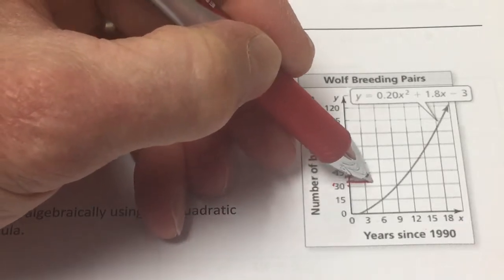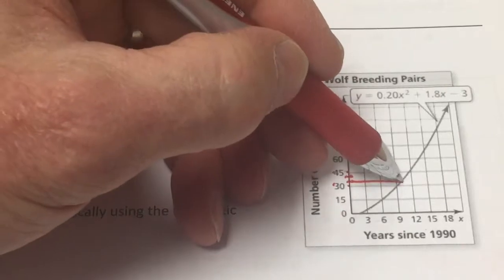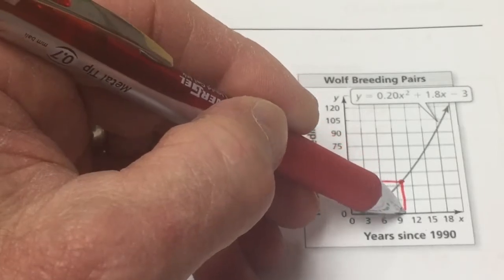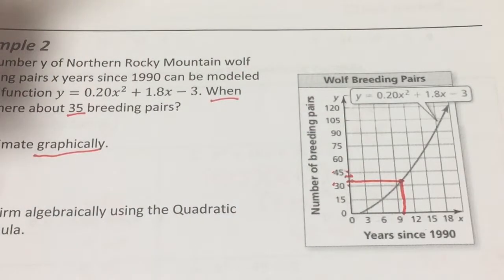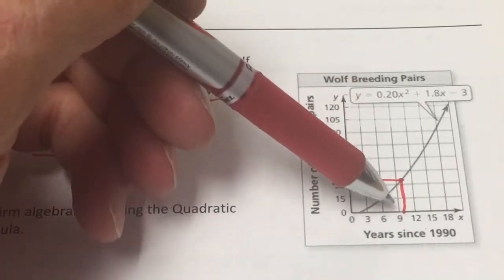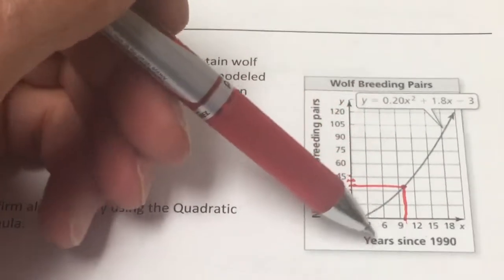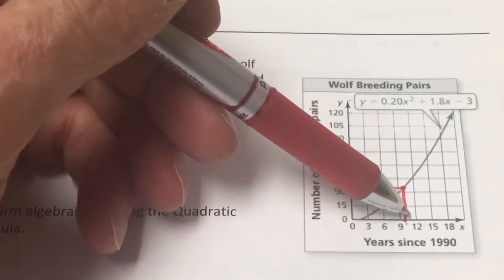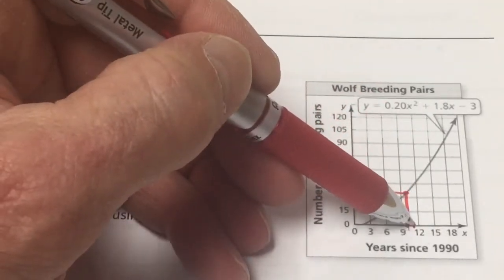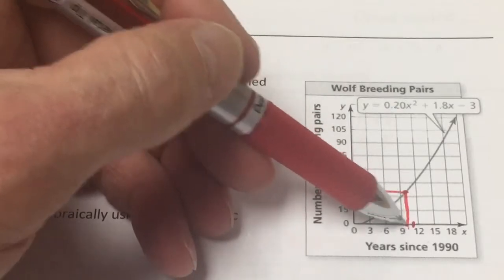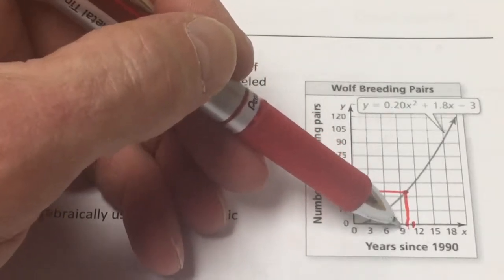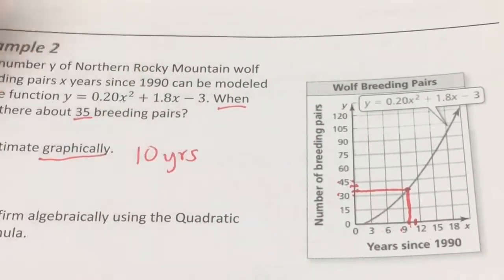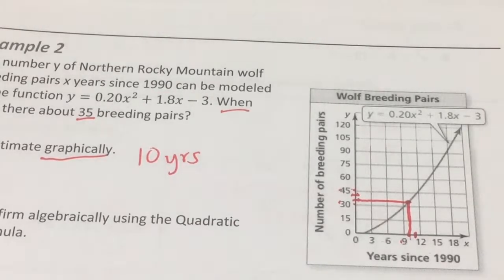And if I follow this horizontally over here until it hits the curve of the graph, and then follow it down vertically till it hits the horizontal axis, I want to believe that the place I hit is on a spot that's evenly spaced between 9 and 12, where it would be 9, 10, 11, 12. I think I could put a mark right there and say this is equally divided into 3 parts, and so this is from 9 to 10. So I'm going to say my estimate is 10 years for 35 breeding pairs.